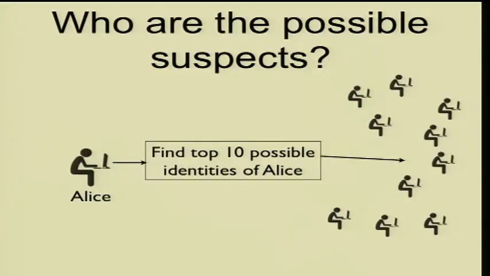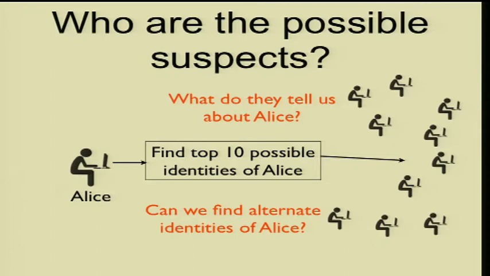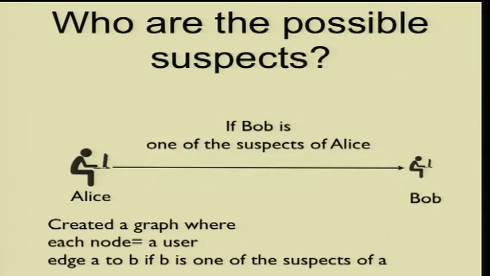Now, let's look at the people who the classifier thinks could be the possible suspects of these people. Maybe they can tell us something about this user. Maybe they're the alternate identities of this user. To see this, we created another graph where each user is a node, and there will be an edge from Alice to Bob if, when we are doing relaxed attribution, Bob comes up as one of the possible suspects of Alice.